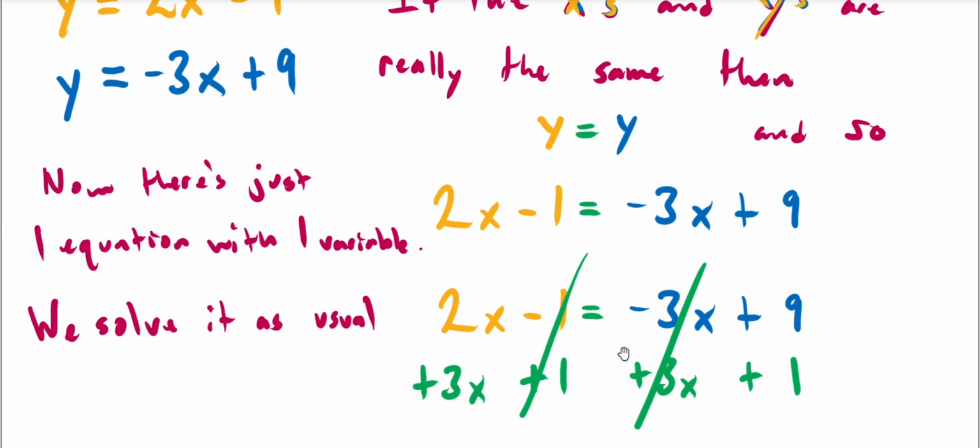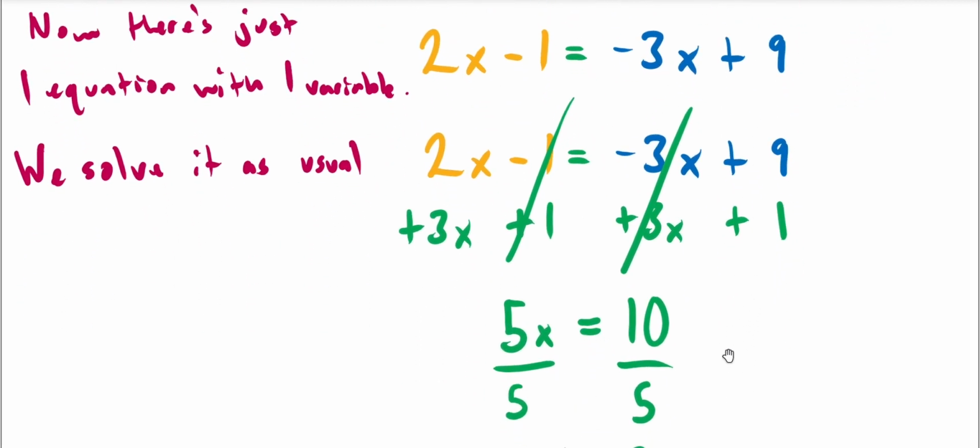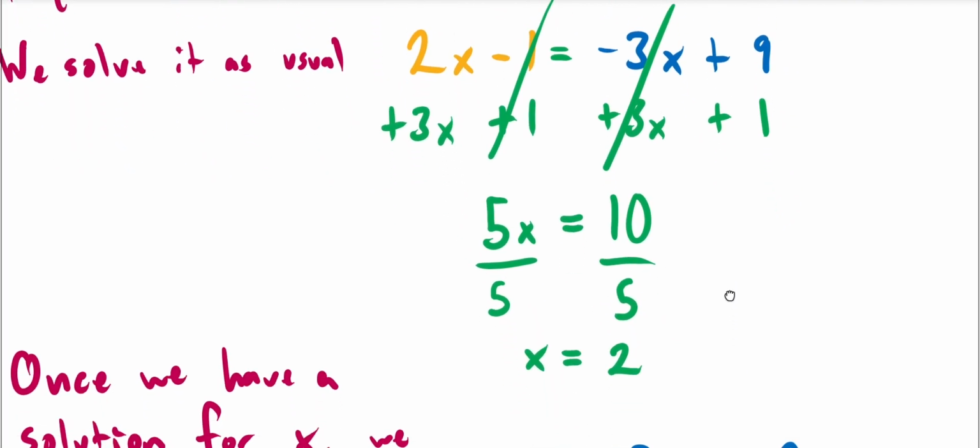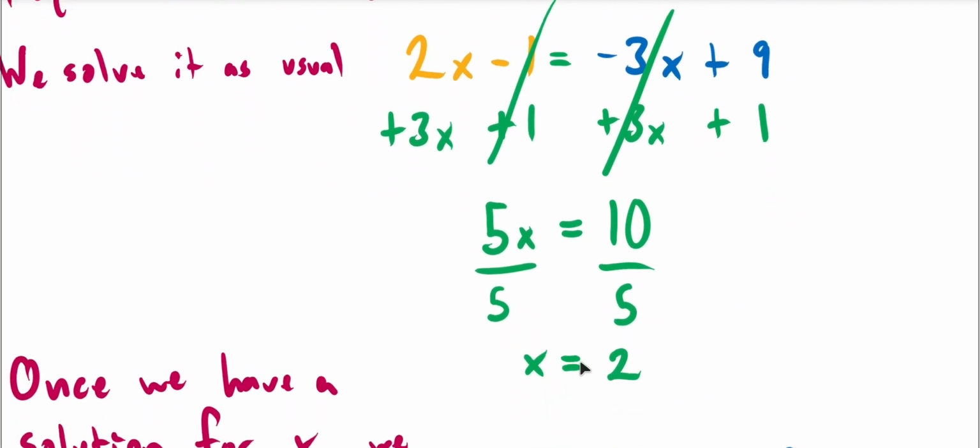If I move my non-x's from left to right, I know I'm going to move my x's from right to left. And once all the dust settles on that, we have 5x equals 10. Dividing by 5, we get x is 2. Now we found out the x value at the intersection point.